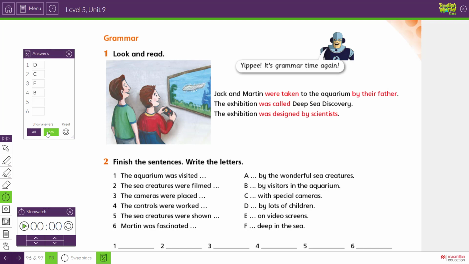Number 5. The sea creatures were shown. Yes, letter E. On video screens. Number 6. Martin was fascinated. Of course, letter A. By the wonderful sea creatures.